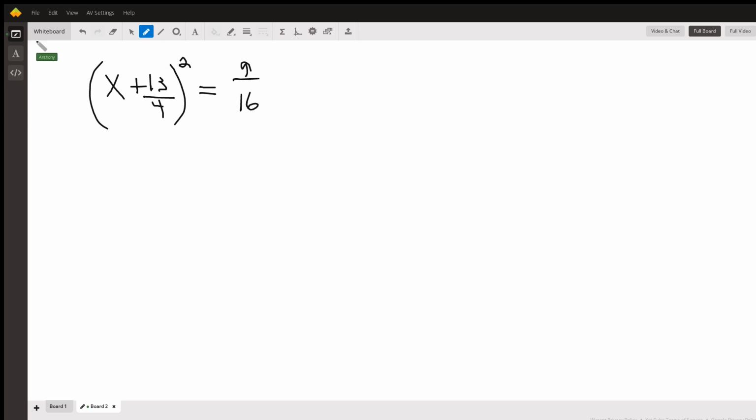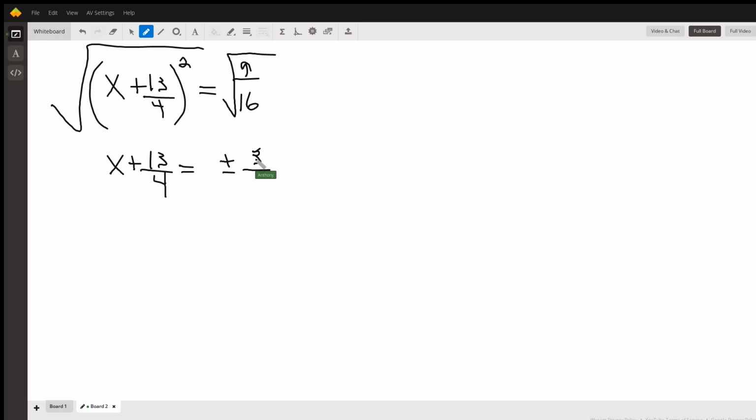Okay, at this point here, I'm going to take the square root of both sides, and I'm going to end up with x plus 13 over 4, and that's going to equal the square root of 9 over 16, so that's going to be plus or minus 3 over 4, taking the square root. Okay, let's subtract 13 over 4 from both sides. So x is going to equal negative 13 over 4 plus or minus 3 over 4.